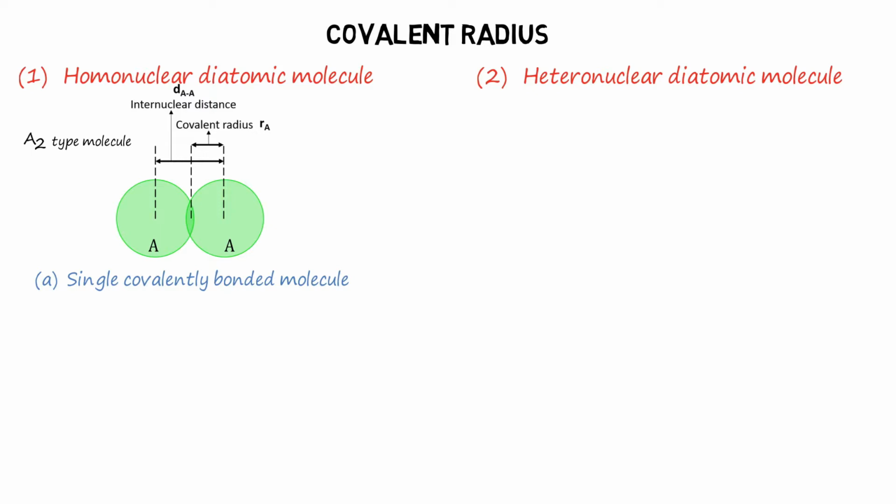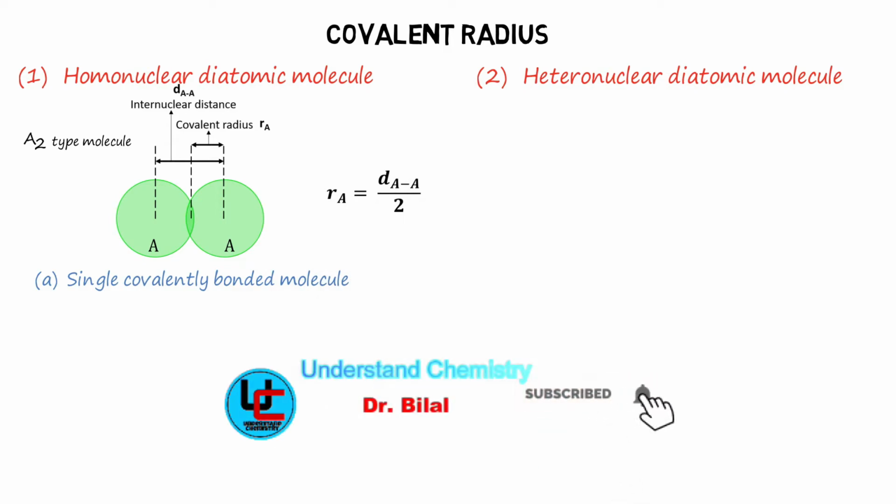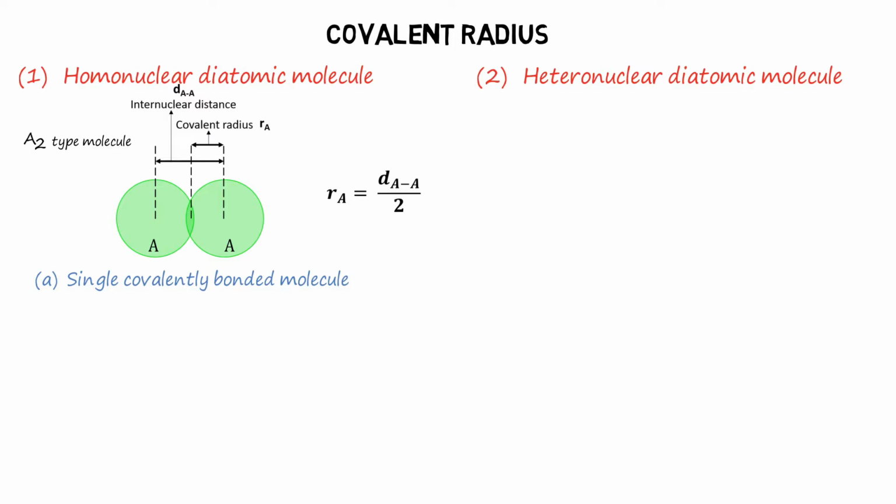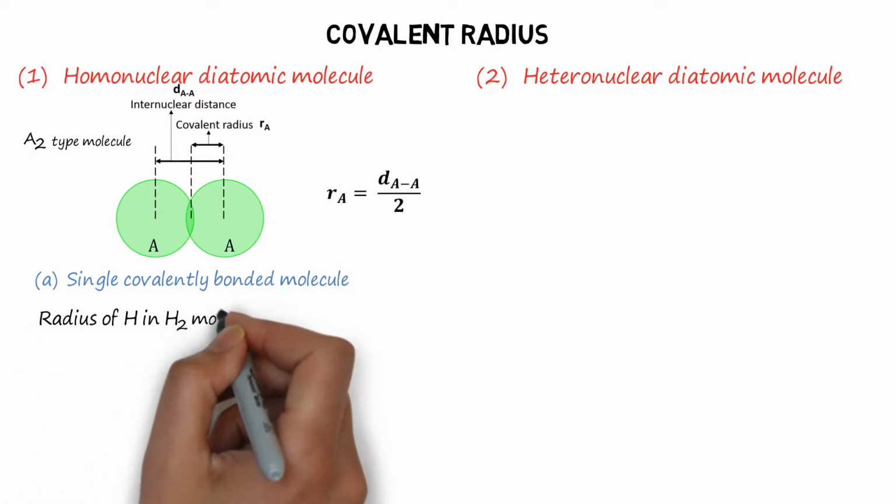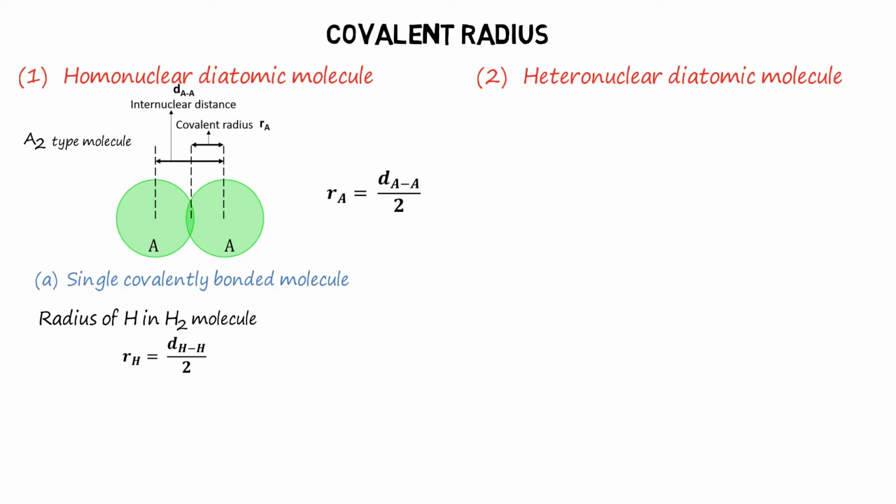For such molecules, the covalent radius is defined as half of the distance between the nuclei of two atoms. Mathematically, it is described by the formula r_A is equal to internuclear distance divided by 2. For example, in hydrogen molecule, if the internuclear distance between two hydrogen atoms is 74 picometer, then what would be the covalent radius of hydrogen atom? By using above formula, it is calculated as 37 picometer.